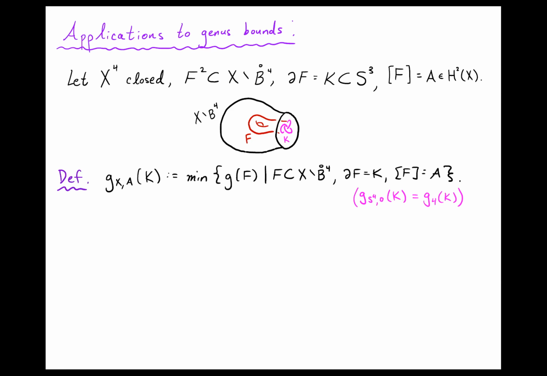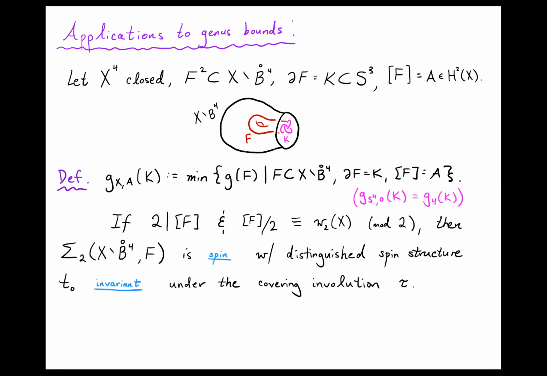So here's the idea. First, what can we do in this situation? Let's define G sub X comma A of K as the minimum genus over all surfaces inside of X minus a 4 ball with boundary K and homology class equal to A. Note that this is a natural generalization of the usual 4 ball genus, where X is taken to be S4 and A is the zeroth homology class. We'd like to see how we can get bounds on this X,A genus.